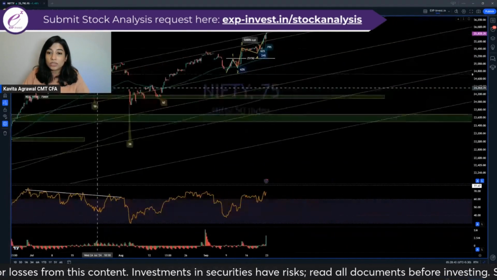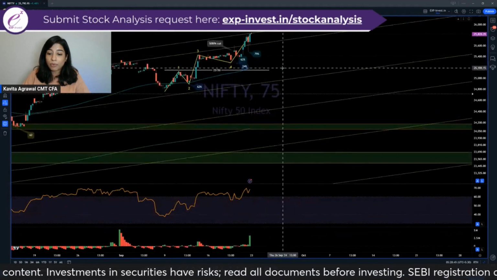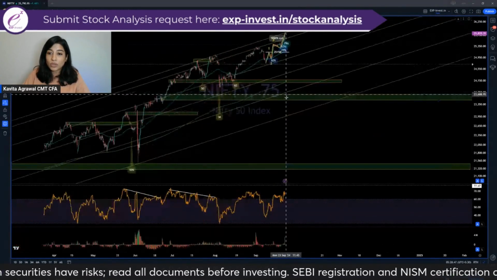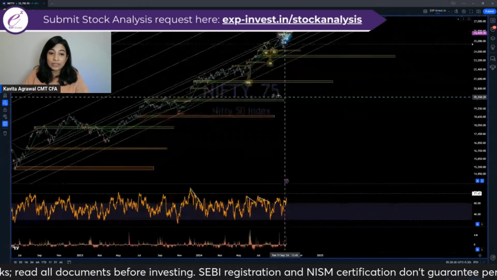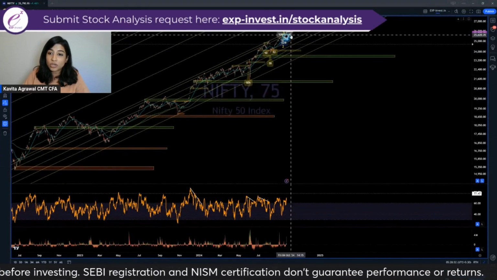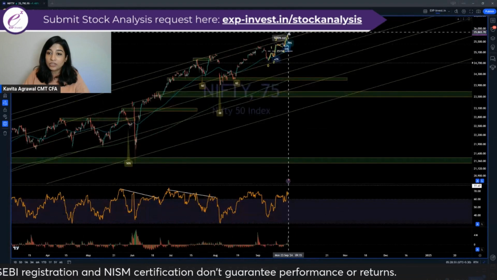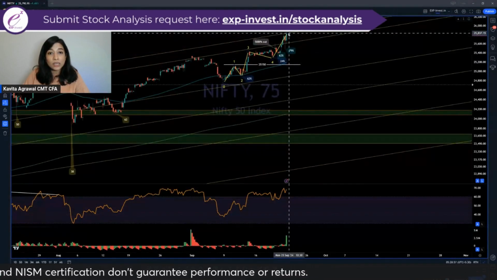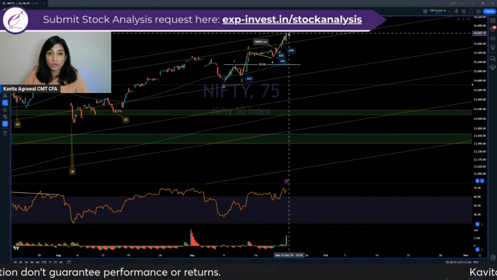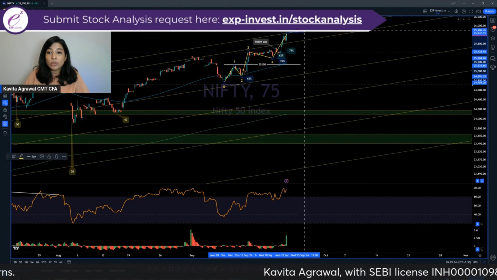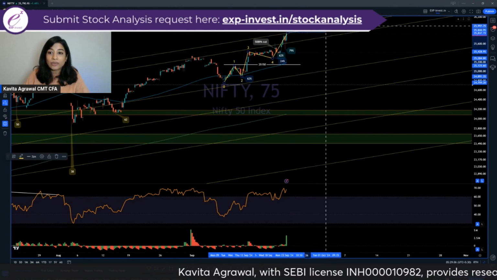Now let's go to the 75-minute time frame and get a broader picture. What does a broader picture show us? The broader picture shows us कि the trend line that we have drawn, this trend line resistance has been reached. Initially, my target on Nifty was 25,850, which has been achieved.